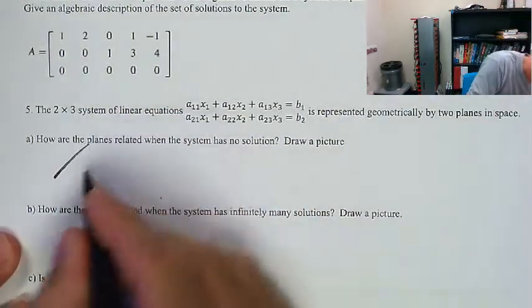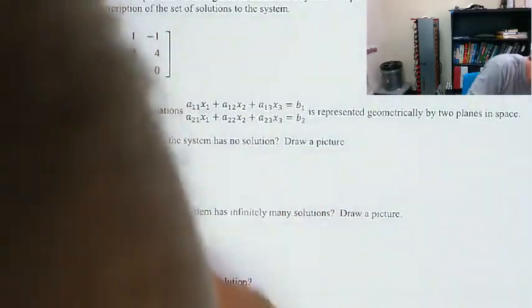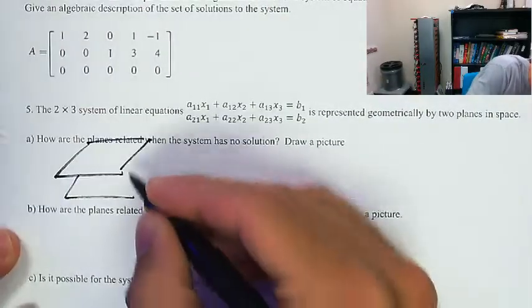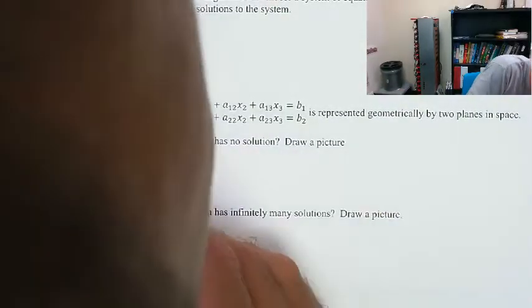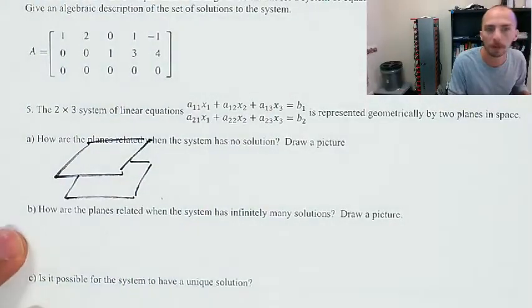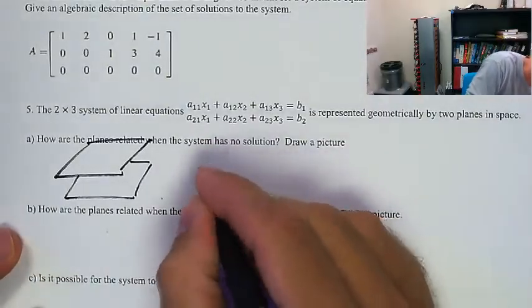So I'm going to draw myself a little parallelogram, and then I'm going to draw another one over here. It's almost exactly the same, right? And so we can see that those are supposed to be parallel. Yes. Pretty decent. The planes are parallel.